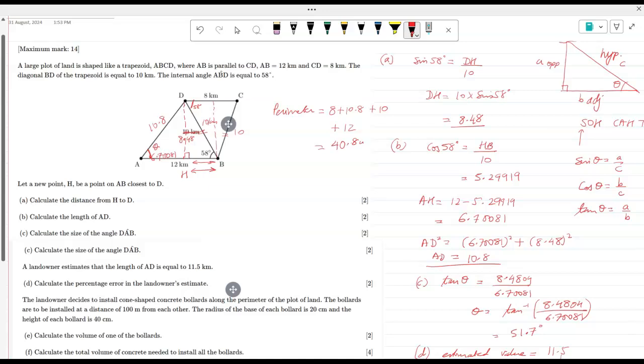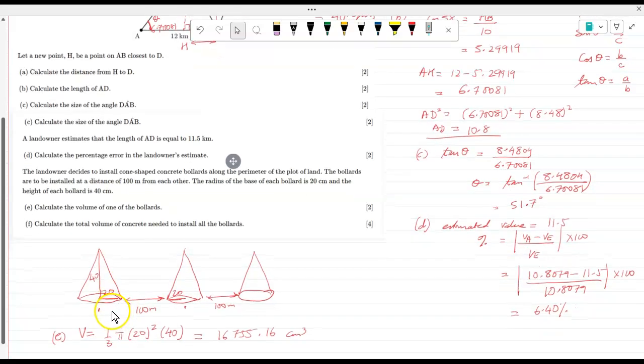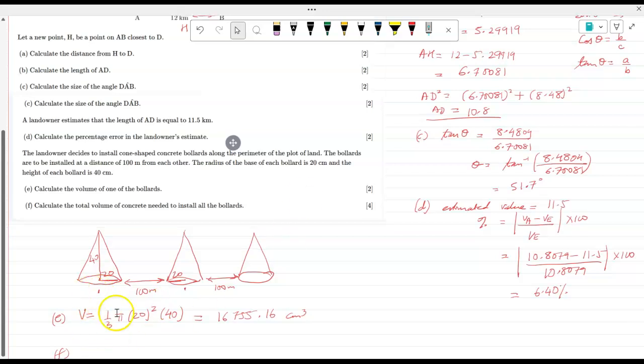Wow. 40.8 kilometers. Now, this is all in 40 centimeters. This is 20 centimeters. Correct? Okay, now how much space will one bollard take from here to here? 100 meters. No, from here to here, you have to take from the start of this bollard till the start of the second bollard. The 100 is between the two bollards.